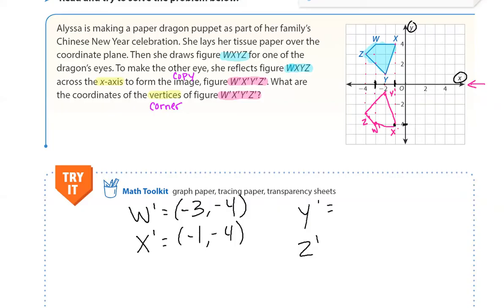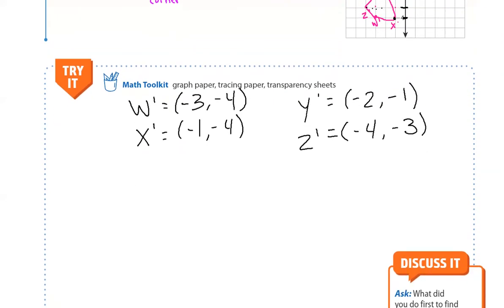Y prime is at (-2, -1), and Z prime is all the way over here at (-4, -3). And yes, I'll put the equal sign there. I know it's bugging you. It's bugging me. Gotta be consistent.